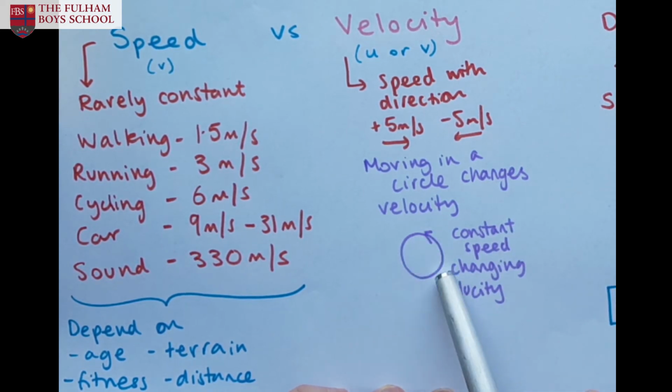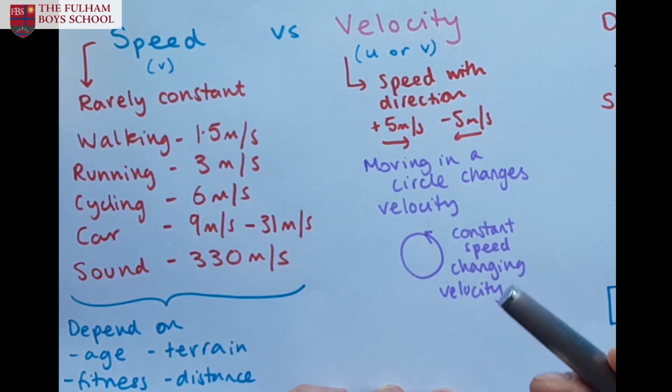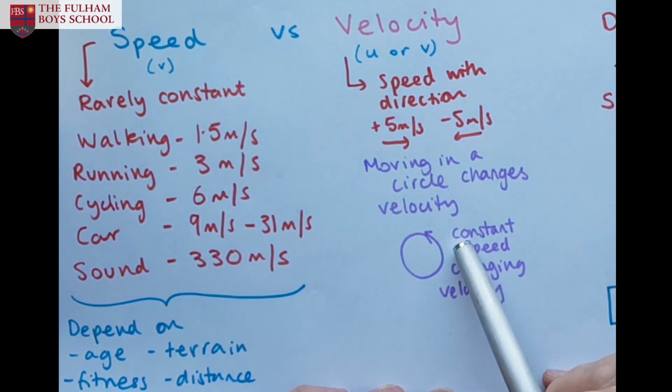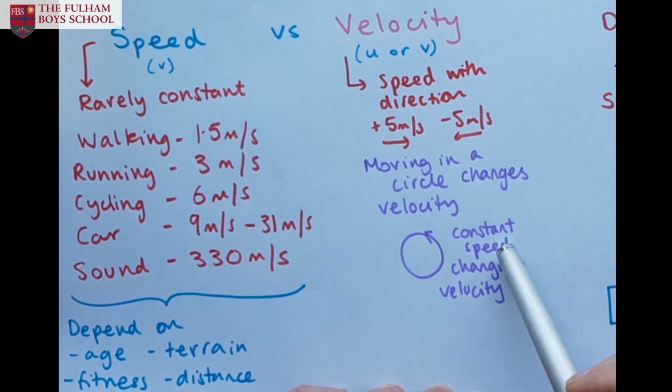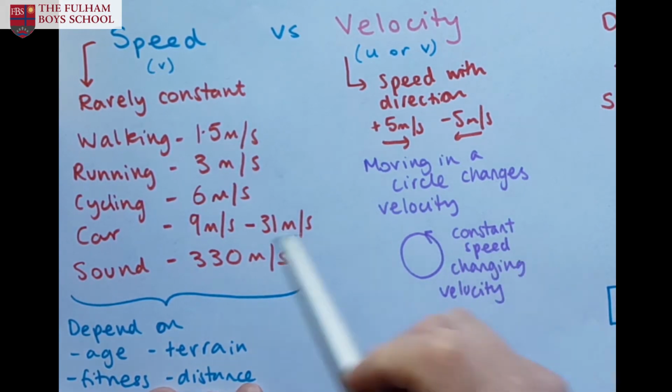So when you're moving in a circle, for example, the Earth orbiting the sun, or the moon orbiting the Earth, they are traveling at a constant speed, but the velocity is changing. You just need to be aware of that. And the changing velocity means that they're technically accelerating. So the Earth is technically accelerating as it travels in its orbit because it is changing its direction, so it is changing its velocity, even though the speed remains the same.